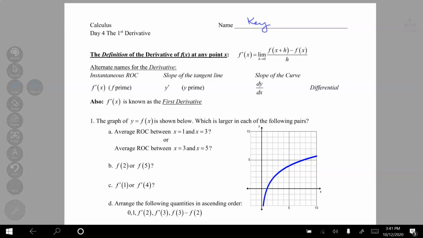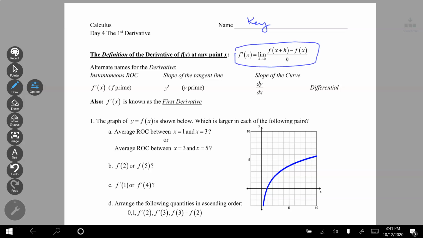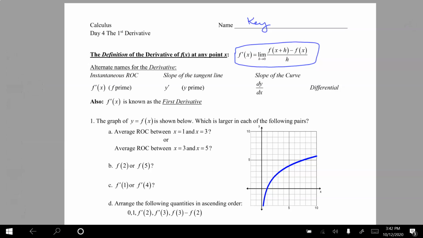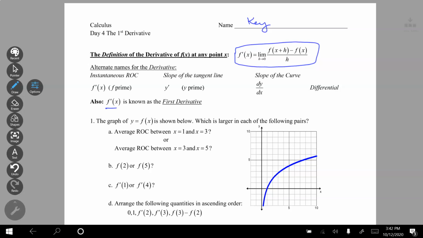Okay, day 4, we're going to do some more work with derivatives, specifically the first derivative. So we look at our definition that we've been working on for the last couple of days. And you have to realize that in math we do use synonyms, and whenever I say the word derivative, I mean any of these listed before: slope of the tangent line, slope of the curve, y prime, f prime. Because there's only one prime on the f, that is known as the first derivative. This is going to be key.